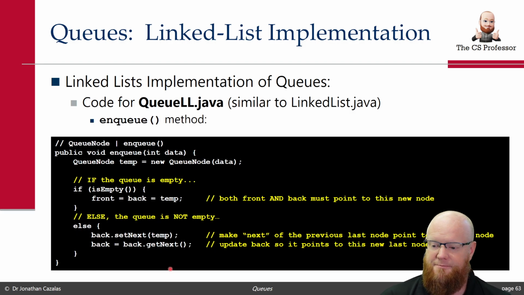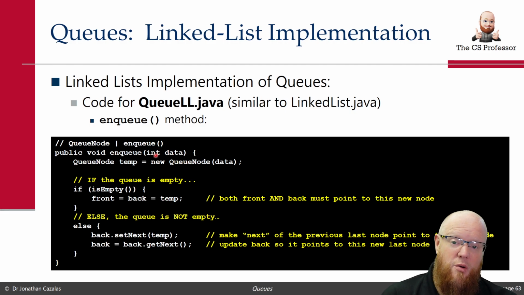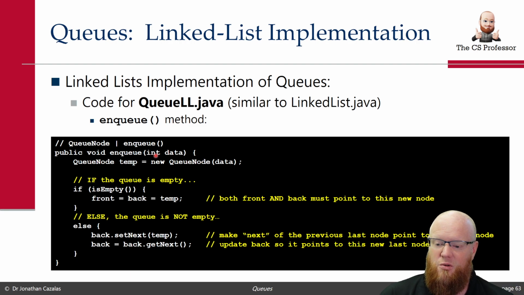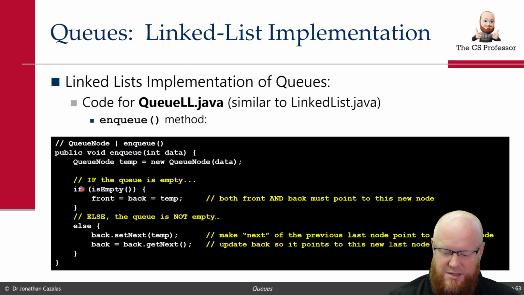Your enqueue method. Let's look at this one. We want to enqueue a new value into our queue at the back of the queue, right? Well, the first thing is we make a new queue node with that data value, and we save it into this variable temp. So now we need to check, hey, is the queue empty? If the queue is empty, this new node is going to become both the front and the back. Let's make sense of that.